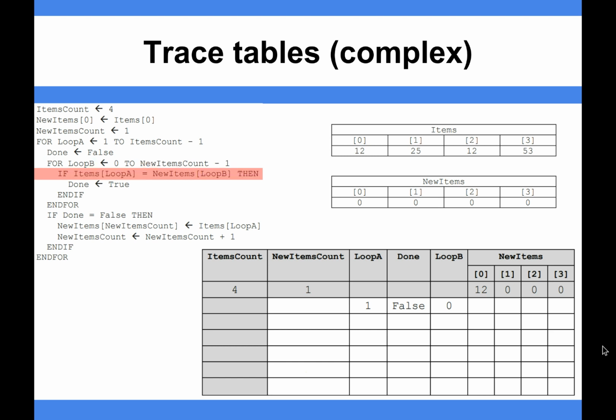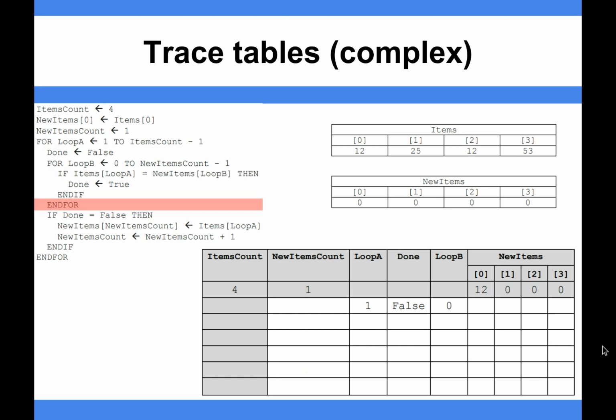If items at loop A, so loop A is 1. If items 1 is equal to new items loop B, new items loop B is 0, so new items loop B is 12. So if 25 is equal to 12, then, well, it isn't. So I don't do that. So I end the if, I don't do the line underneath. And then I end the for because I was going from 0 to 0. I end my for loop B, because look, those 2 lines are indented, look. So I'm ending my for.